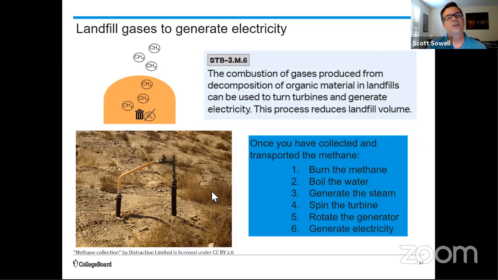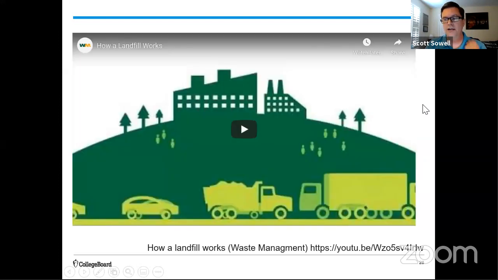Okay, so be sure that you can not only describe the process by which the electricity is generated, but also understand the source of the methane from that anaerobic decomposition within the landfill. So we're going to show a couple of minute clip here, just as a nice overview of what we've talked about.